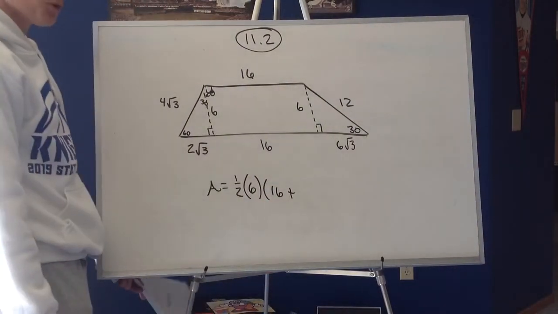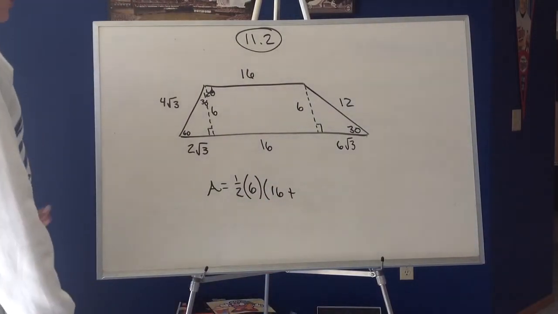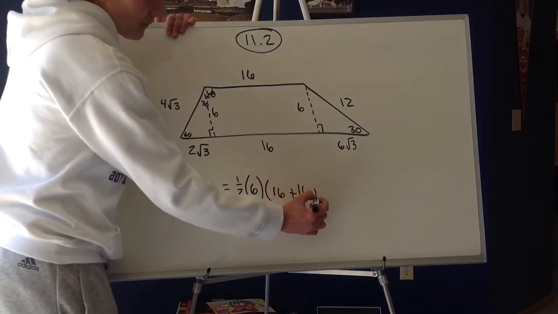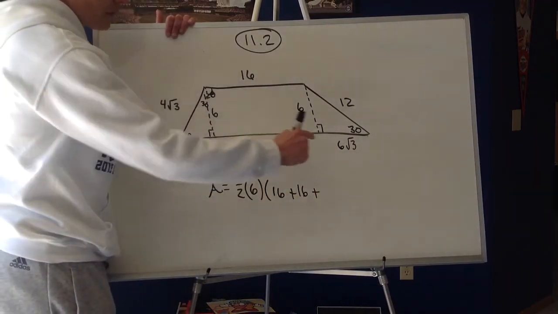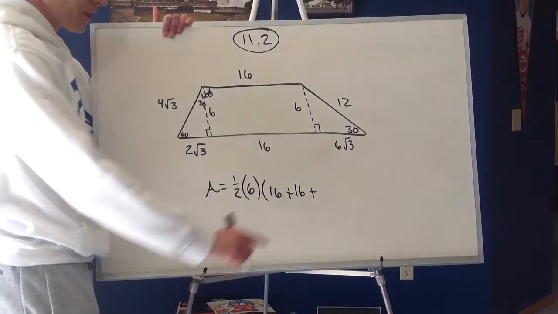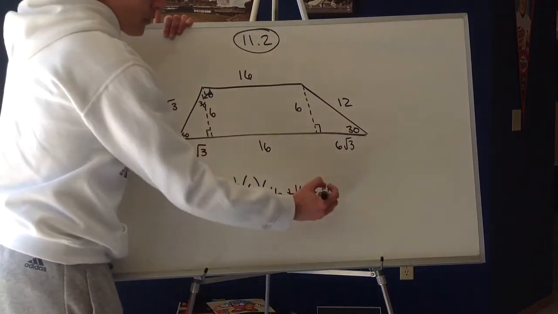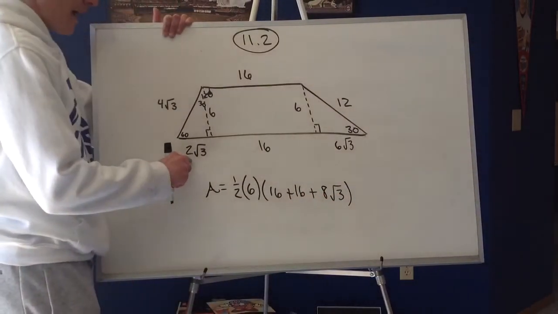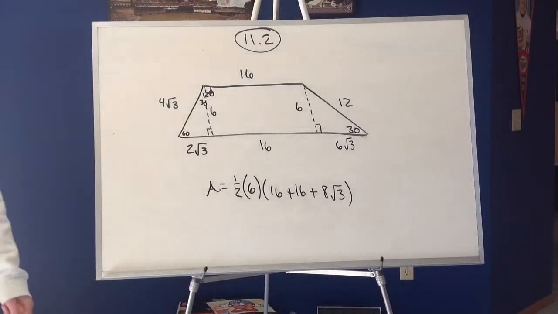Now, base 2, again, I did this on purpose so we could talk about this. I have the 16 there. And then I have 2 square root of 3 and 6 square root of 3. Okay, we can add them because they have the same square root. But when you add them, remember, do not change the square root. We just add the coefficients. Okay, just add those numbers on the outside.